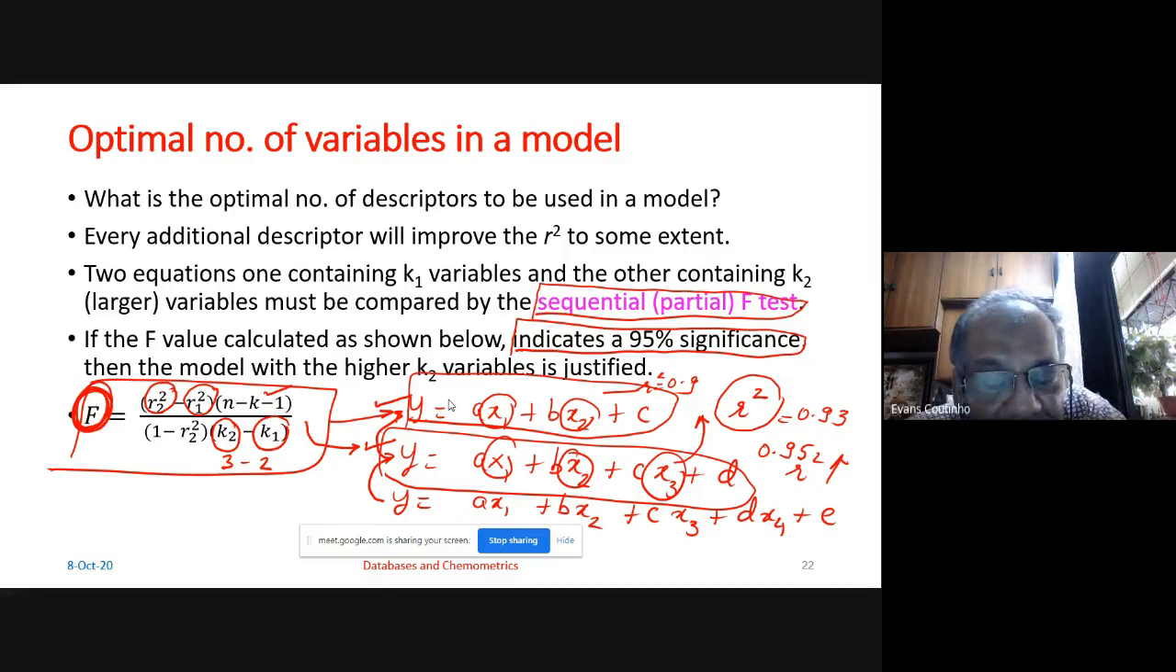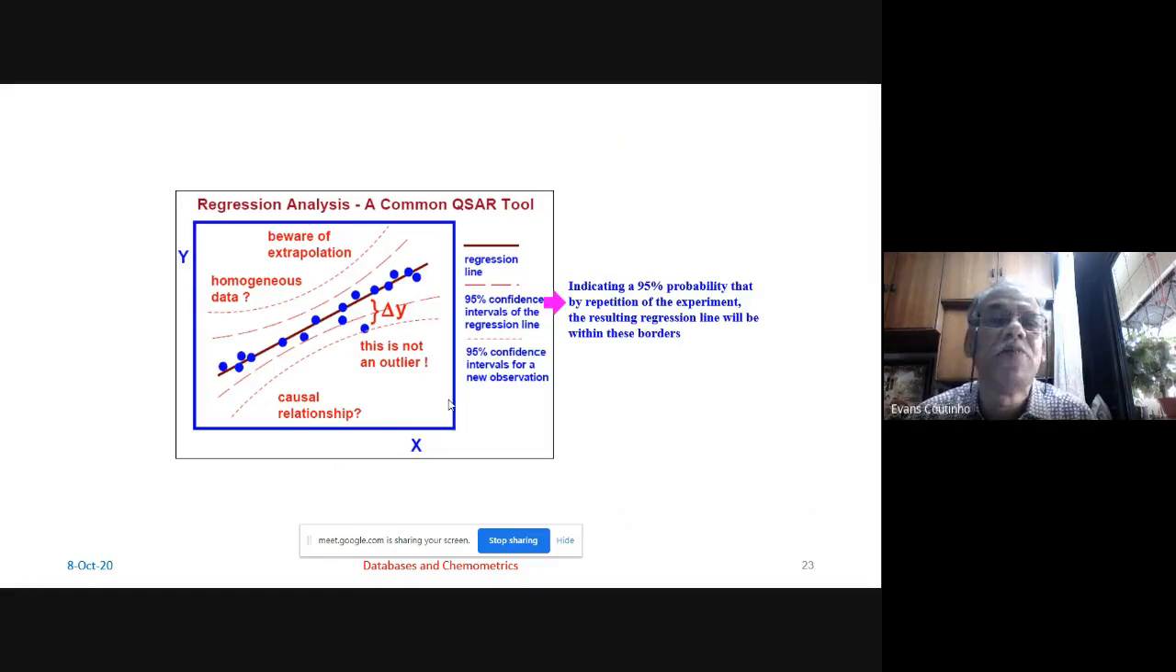But something else is also going to happen. The more the number of variables, the more other problems will come in. Sometimes the predictability will go down. The Q square will go down. The R square CV will go down. So be careful about being greedy and just adding the number of variables inside your model.